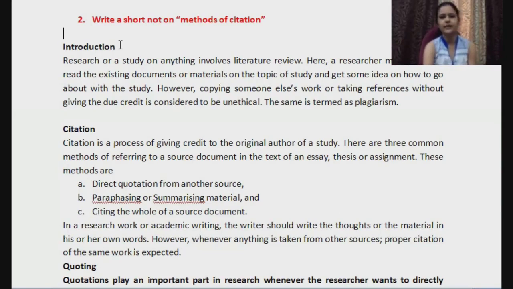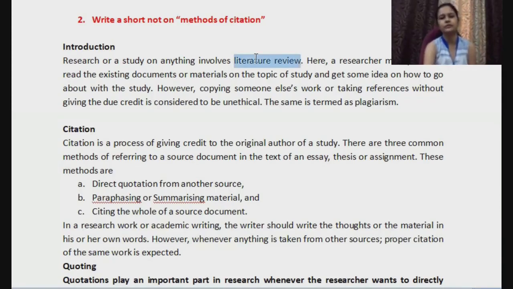Again, you can go for one introduction. As I told you, it's related to research or study on a certain topic, right? So in your intro, you can write about what is research or what is a study on a certain topic. You can say that research or a study on anything involves literature review. That means if you are preparing your answer, you cannot sit and start writing it. You would need some material to refer, some Xerox copy, some textbook, some online material. That is called literature review.